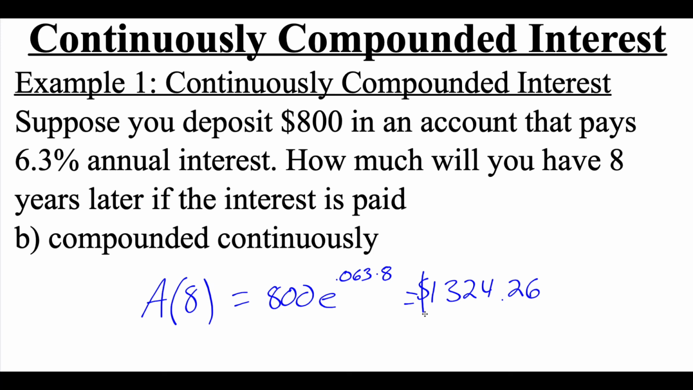So the more times that you compound per year, you're going to get more money. But the limit, the most that you could get, is compounded continuously. So the maximum you would get is this $1,324.26.